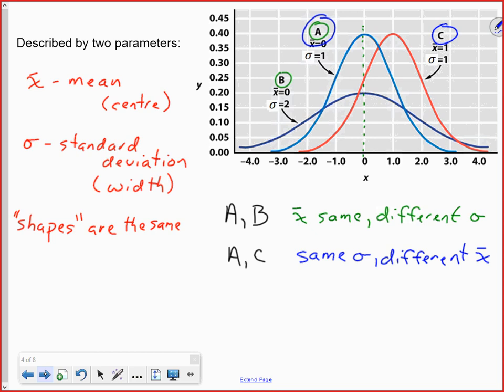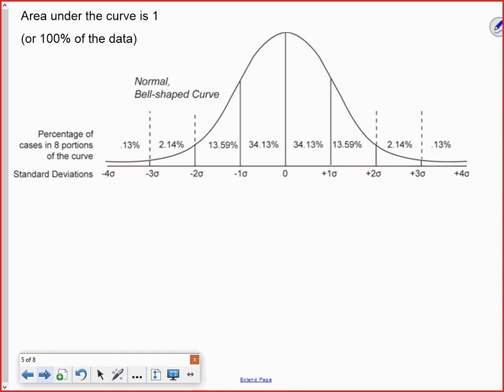So changing the mean shifts the curve to the left or right. The shape stays the same. Changing the standard deviation makes it wider or narrower, but in general, the pattern that we see with the normal distribution stays the same. And because that pattern stays the same, we can talk very specifically about how much of the data is in each section of a normal distribution curve.